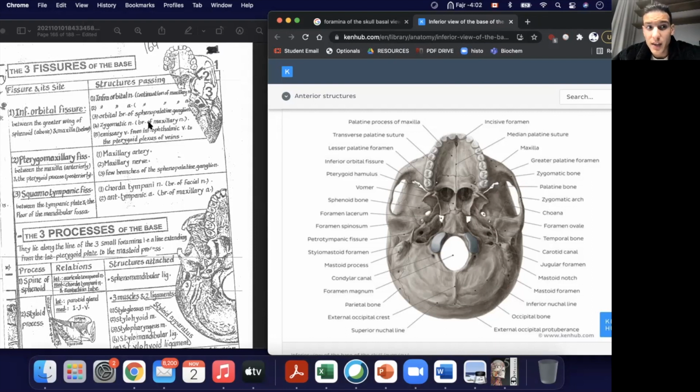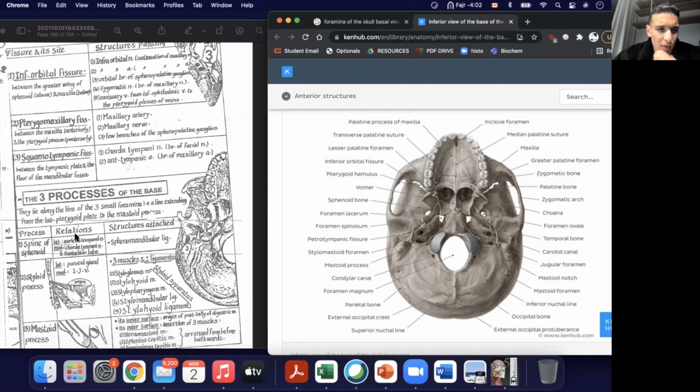The fissures. The inferior orbital fissure, that's the one. It's found between the greater sphenoid wing and the maxilla, and it does not lead towards the orbit of the eye. The superior orbital fissure leads towards the orbit of the eye. The pterygomaxillary fissure we talked about; it's between the maxilla and the pterygoid process, and I showed you just earlier in the video.